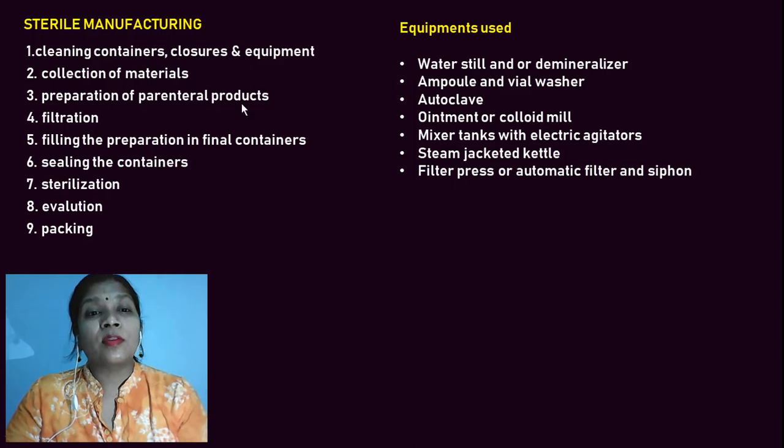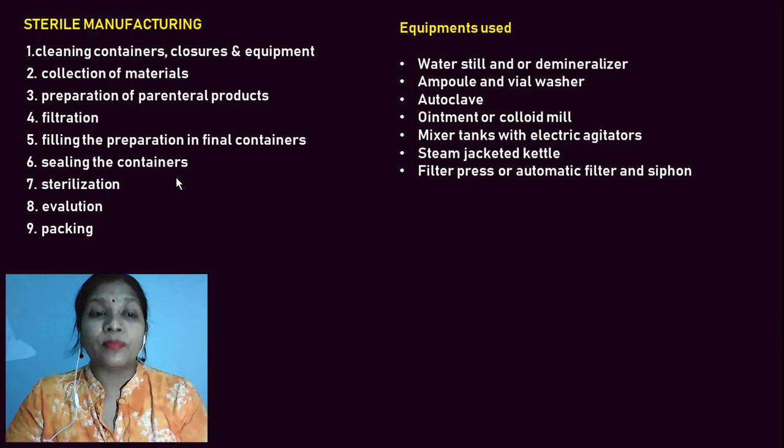Next is preparation of the parenteral products. This should be done in the aseptic area, which should be free from pyrogens and microorganisms. Coming to the filtration, this is mainly done to remove any kind of pyrogens or microbes in the formulation. Next is filling the preparation in the final containers. After you filter the product, you need to fill it in the final containers. This also has to be done in an aseptic environment. Sealing the containers: after filling it in the large volume or small volume containers, you need to seal it. Next is sterilization.